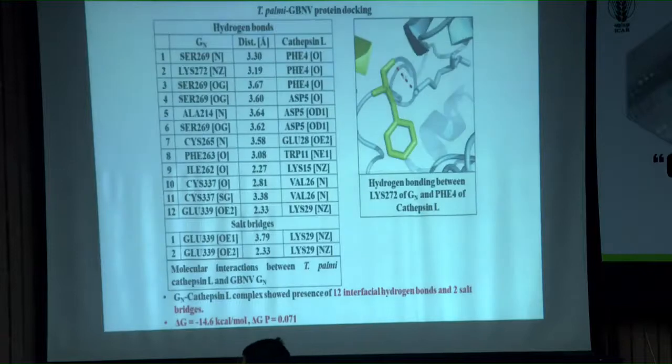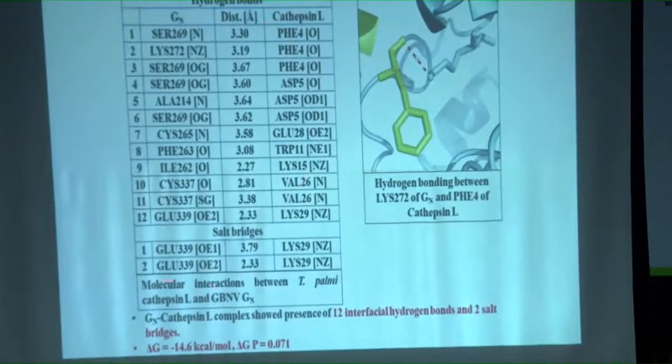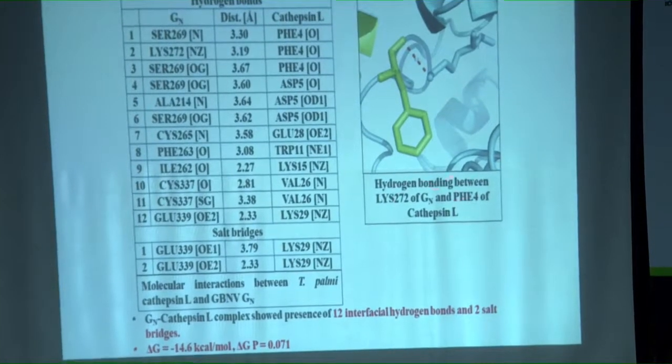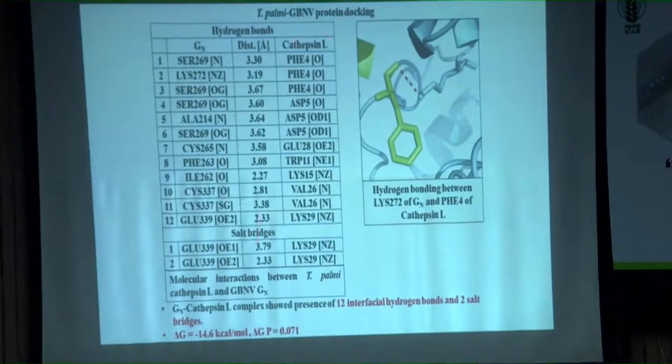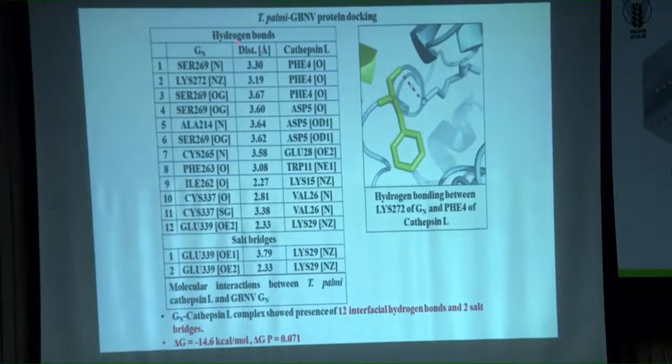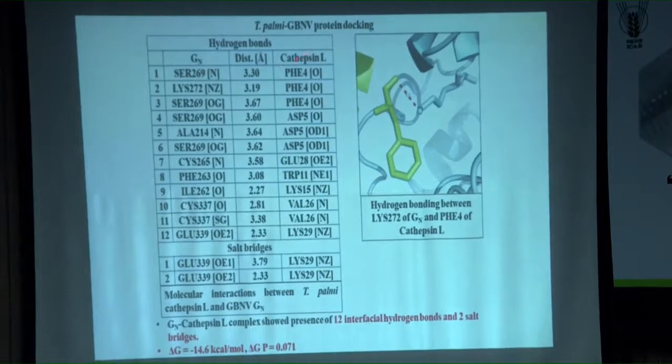So for example, I can show you that this is the interaction between GN and cathepsin L, and you can see this interaction is supported by 12 hydrogen bonds, and this is the position of the hydrogen bond of cathepsin L, and this is the GN position, and there are two salt bridges that form the interaction between cathepsin and GN.